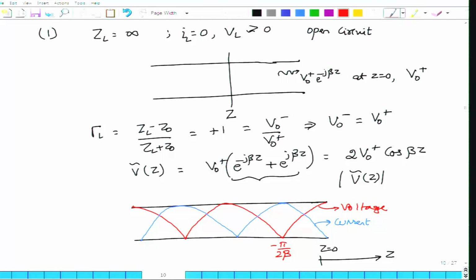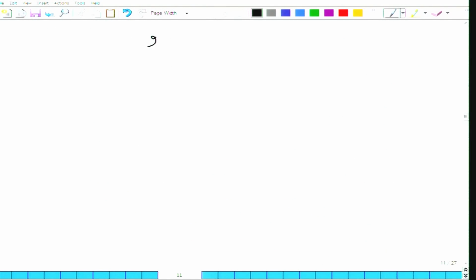Now, this is the voltage phasor. What would be the actual voltage as a function of z and t? Well, let us look at that. All I need to do is to take this phasor and multiply it by e power j omega t and then take the real part of it, in order to obtain the voltage as a function of z and t. And when I do that, what do I get? I get 2 V0 plus cos beta into z, times cos omega t.